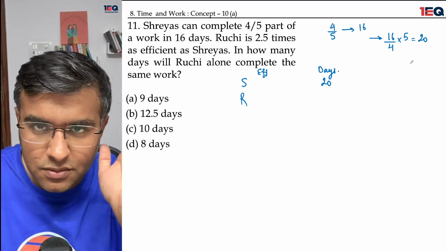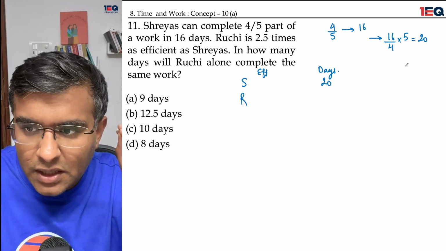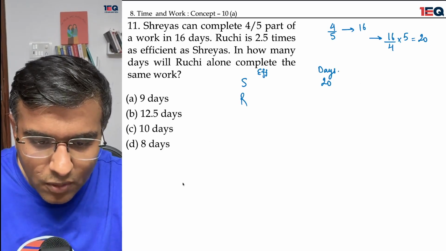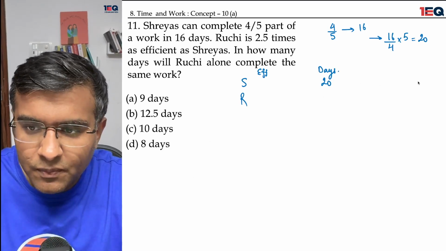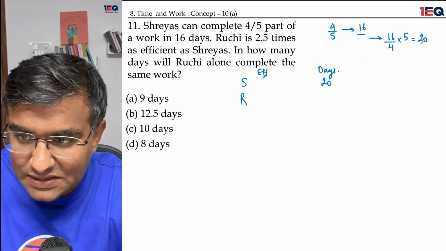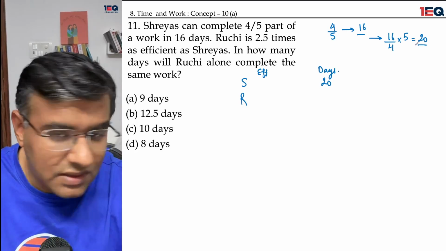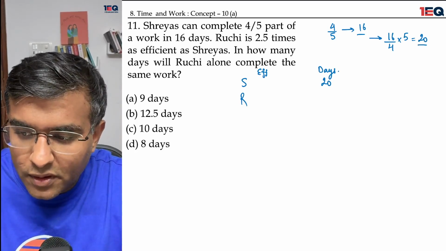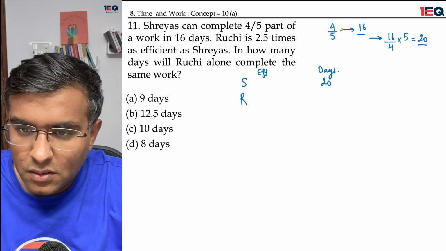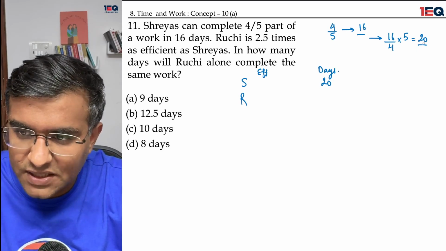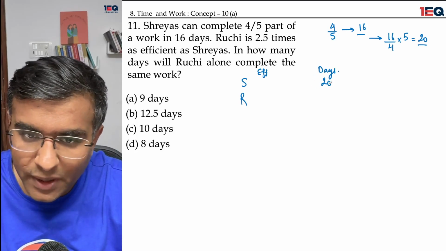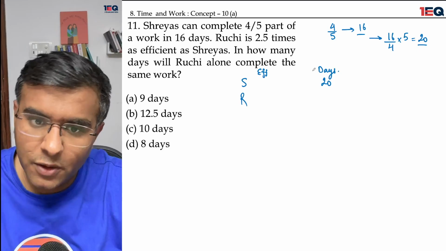This is established. Okay. I shouldn't be more focused on creating this 16 to 20, because this is very much doable already. So we are not going to spend a lot of time in moving from 4 by 5 to 16 to 20. So we're very clear that Shreyas completed the entire work in 20 days.